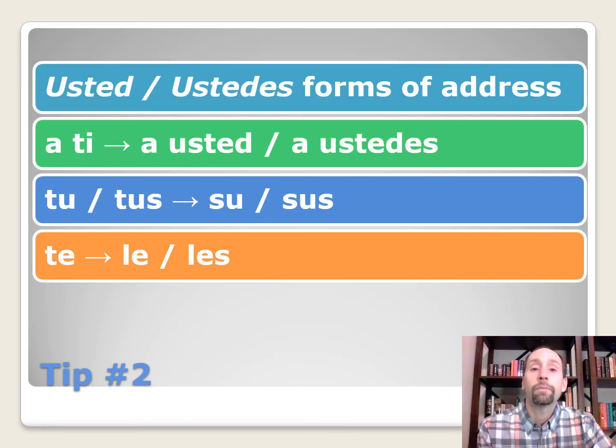Tip number 2, be familiar with the usted and ustedes forms of address in Spanish. So typically you're going to use the tú form in your everyday life, but they want to see if you can use the usted and ustedes forms. So if I were going to say "a ti" for you, in the usted form I want to say "a usted" or "a ustedes." And instead of saying "tu" or "tus," I'm going to say "su" or "sus." And remember, that's based on what is being shown ownership over. Is that singular or is that plural? And our last one, "te," changes to "le" or "les."